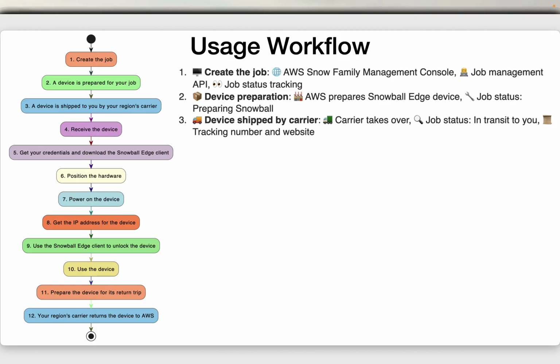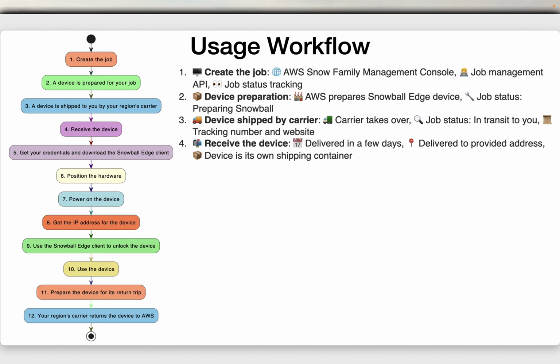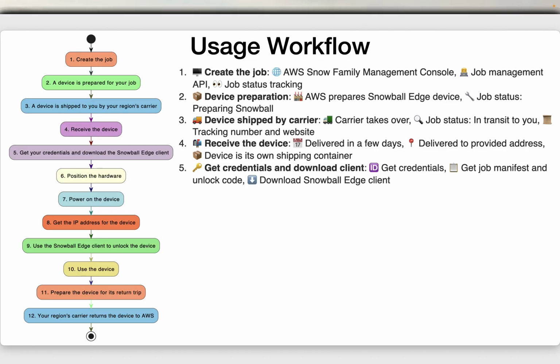Then a device is shipped to you by your region's carrier. The carrier takes over from here, and the status of your job is now in transit to you. You can find your tracking number and a link to the tracking website on the console or with the job management API. Then fourth, you receive the device. A few days later, your region's carrier delivers the Snowball Edge device to the address that you provided when you created the job in the management console, and the status of the job changes to delivered to you. When it arrives, you will notice that it did not arrive in a box because the device is its own shipping container.